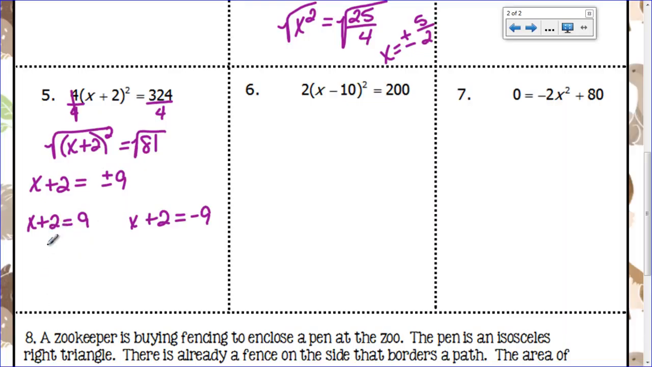So I'll subtract 2, so this gives me x is equal to 7. And when I subtract here, I get x is equal to negative 11. So my 2 solutions are x equals 7 and x equals negative 11.